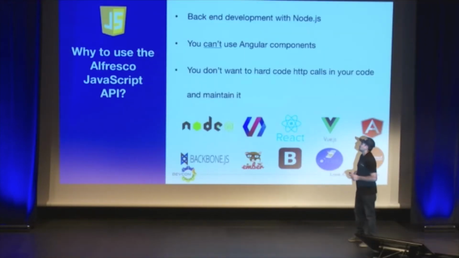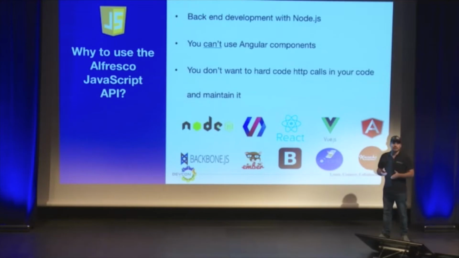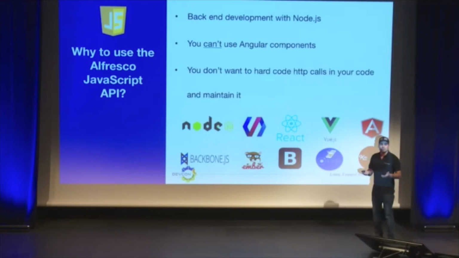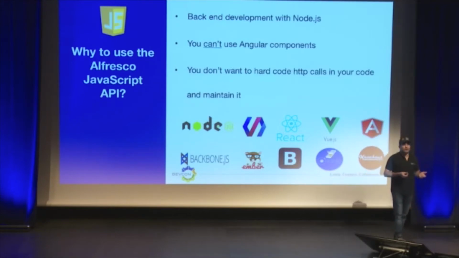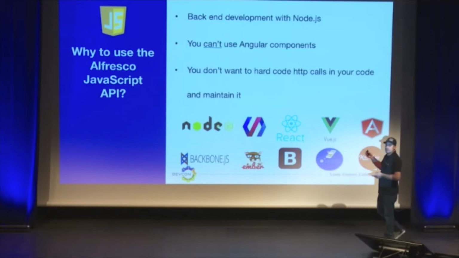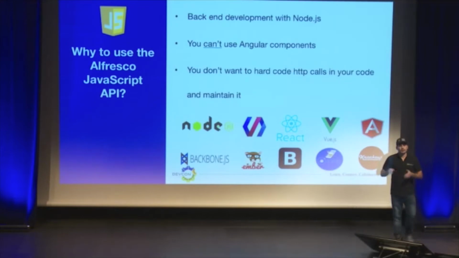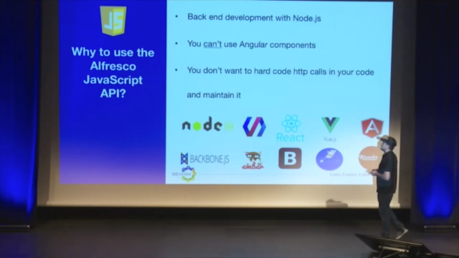So let's use the Alfresco JavaScript API. Maybe you want to write something in Node.js. You want to write a new backend system with Node.js. You don't want to write in Java or any other technologies that we are using, TypeScript. You want to write your backend using a Node.js library. You can use our Alfresco JavaScript API because it's compatible with Node.js.